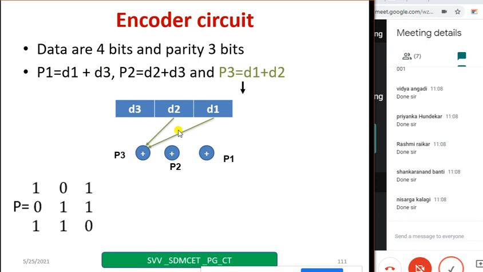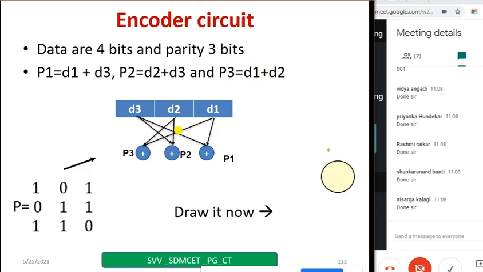Got the idea? So I repeat, please check it. So this is P1. If I show all at a time, it may become difficult to understand, so step by step I am showing. I have drawn all these things. So this is P2, D2 plus D3. P3, I want the third parity bit, D1 and D2 I have to add. Hope all of you understood how to do it. Now you draw it completely in your notebook.